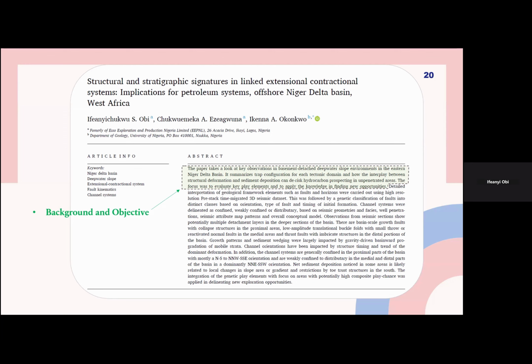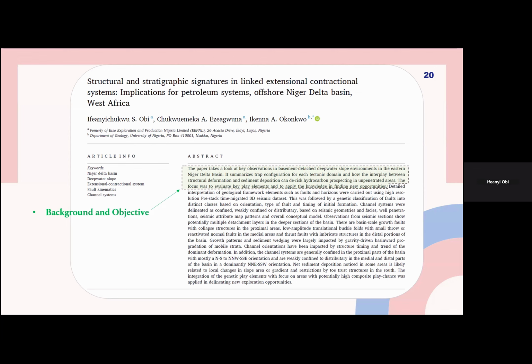This is like, okay, this is what was done. This is the objective: trap configuration for each of that, and how the interplay between structural deformation and deposition can de-risk. So this is, again, building your mind to why this work was done. And then it talks about the focus.